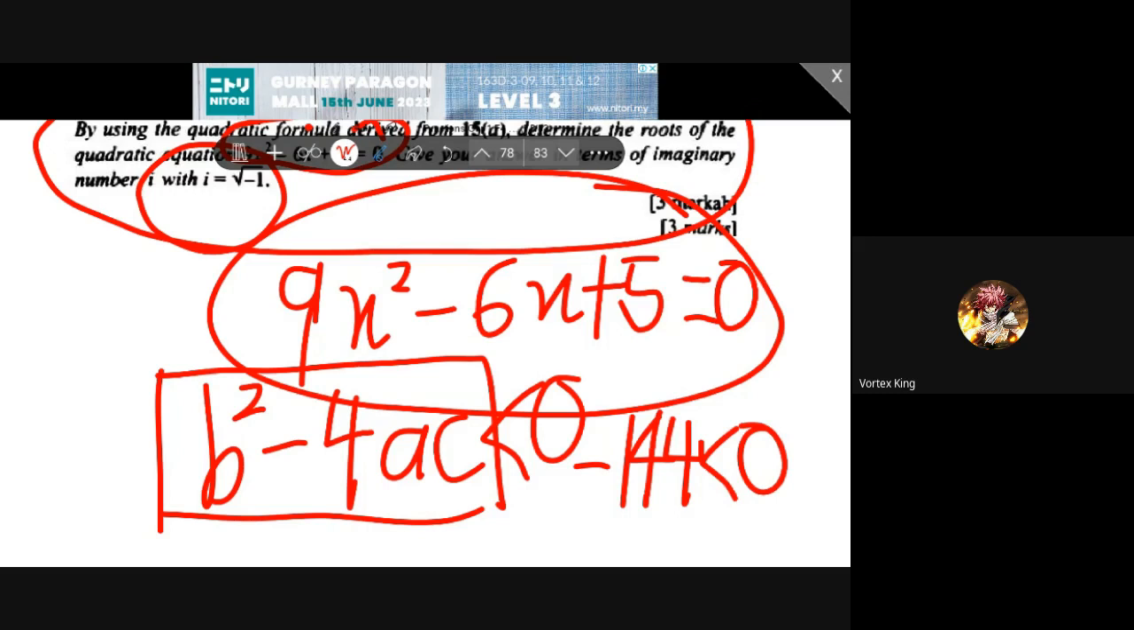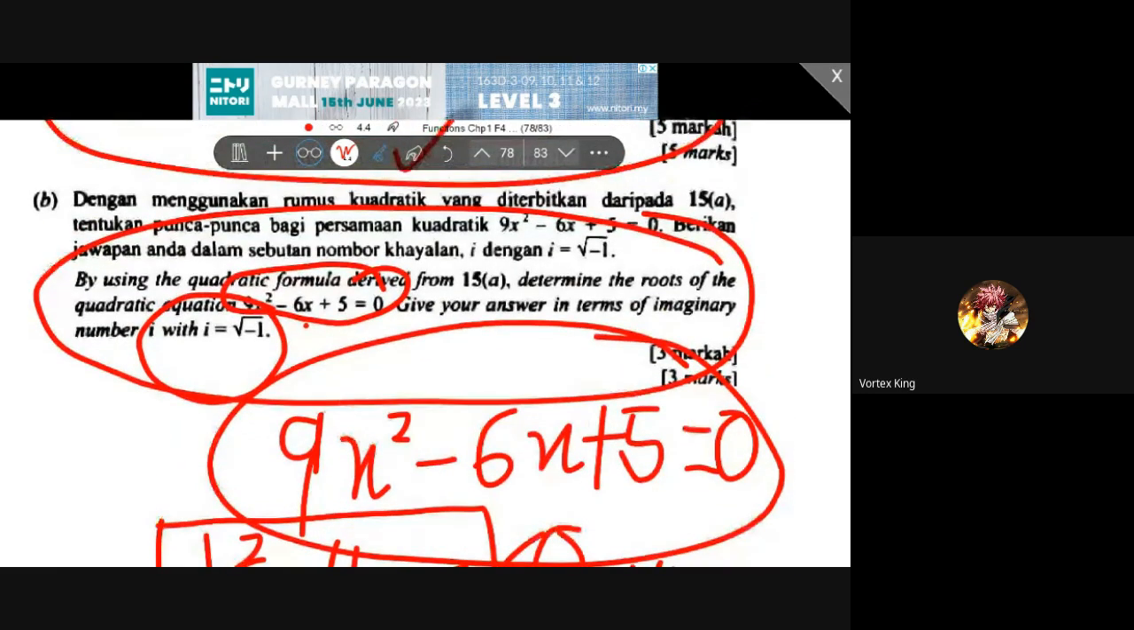Not negative roots, not exactly. No real roots, correct, Canon. Keyword, very good. Tak ada punca nyata, no real roots. If not real, means imaginary lah. Imaginary root. That's why they gave you this info here. I is square root of negative 1. That's the reason the question gives you this. There's always a reason. So that's why mereka bagi nombor khayalan. So kita kena guna nombor ni.